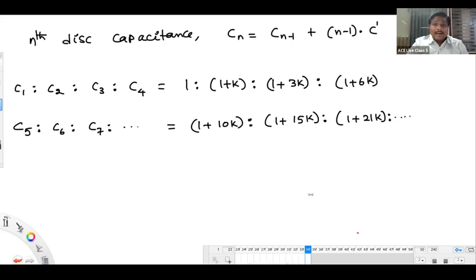I'll repeat again. 1. K is added, 1 plus K. 2K is added, 1 plus 3K. 3K is added, 1 plus 6K. 4K is added, 1 plus 10K. 5K is added, 1 plus 15K. 6K is added, 1 plus 21K.